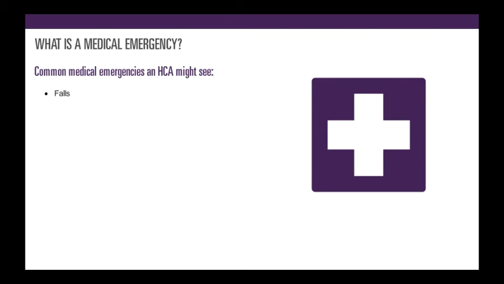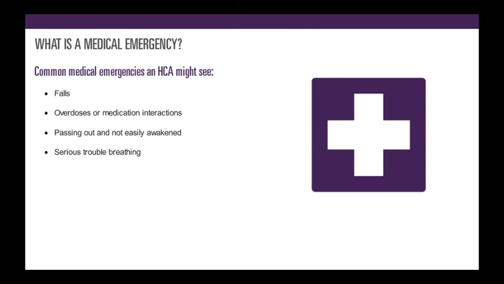Falls. If a consumer falls and is injured, that is a medical emergency. You'll learn more about preventing falls in another module. Overdoses or serious medication interactions are more examples of medical emergencies. If the consumer passes out and can't be easily awakened, that is considered a medical emergency. If the consumer is having serious trouble breathing, that is a medical emergency too. In general, if a consumer has a sudden and serious change in health, it is considered a medical emergency.